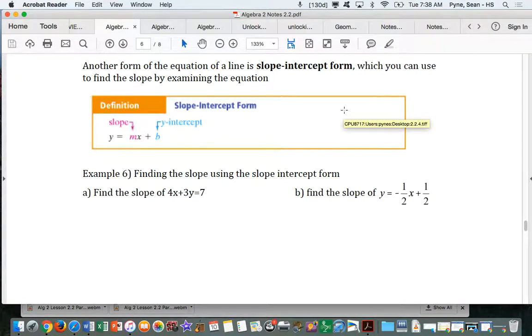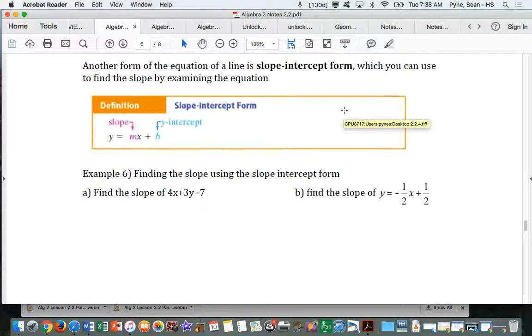All right, so slope-intercept form. So we talked about this the other day. Slope-intercept form is when we have it in y equals mx plus b. The reason why it's called slope-intercept form is because they give you the slope, m, and the y-intercept, b.